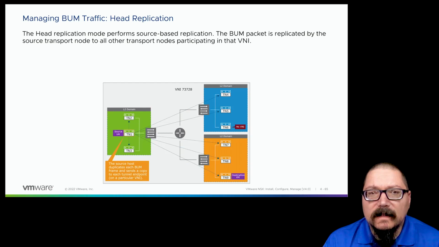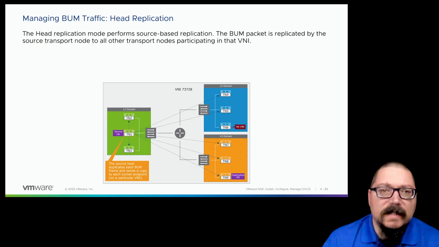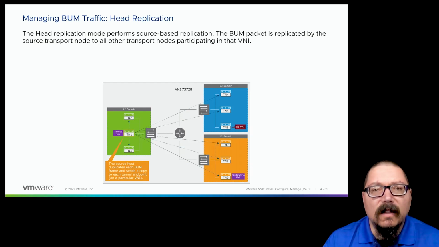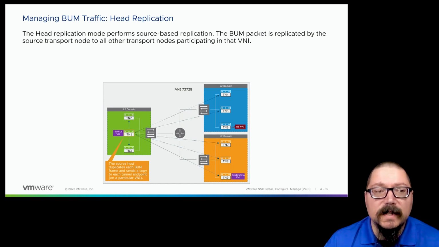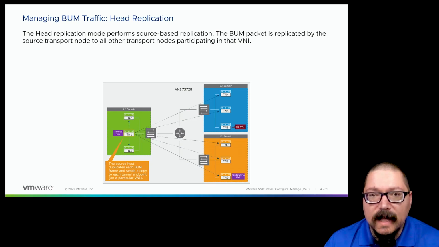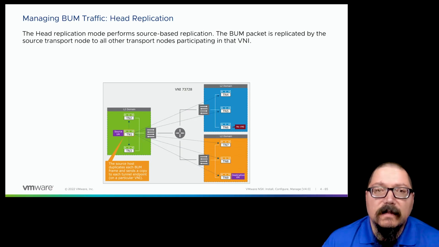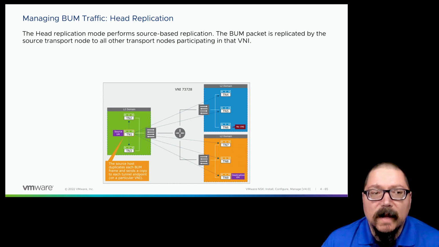And if we look at the tunnel endpoint table and we look at all of the different tunnel endpoints and transport nodes that are included in that table, we see that everything except transport node 6 is included. Transport node 6 doesn't have the VNI. It doesn't have a workload on VNI 73728, so we don't have to worry about that.